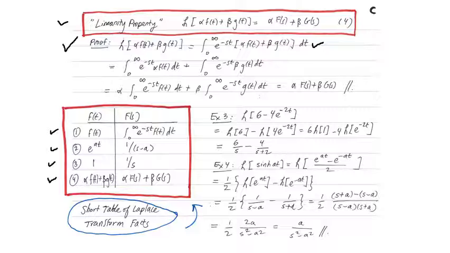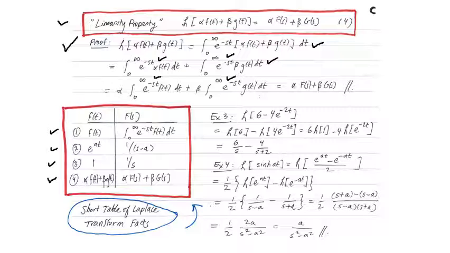So in the first step, I just took the function alpha f plus beta g and plugged it into the definition. The next step, I just broke that up, multiplied out the e to the minus st in both terms, and then broke up the integral into two integrals. In the first integral, we have alpha, which we're thinking of as being a constant, which we can pull out from the integral. That's what's happening here. And similarly, in the second integral, we have beta, which we're thinking of as being a constant, and we can pull that out from the second integral.